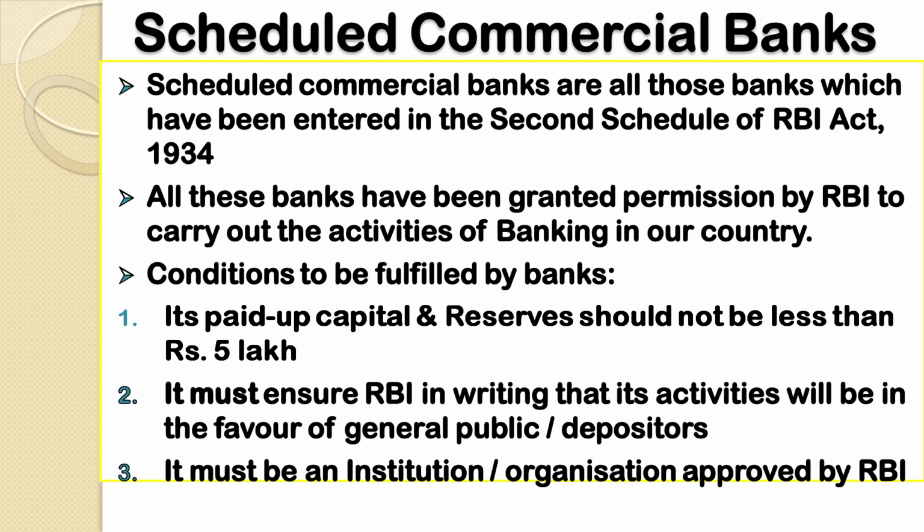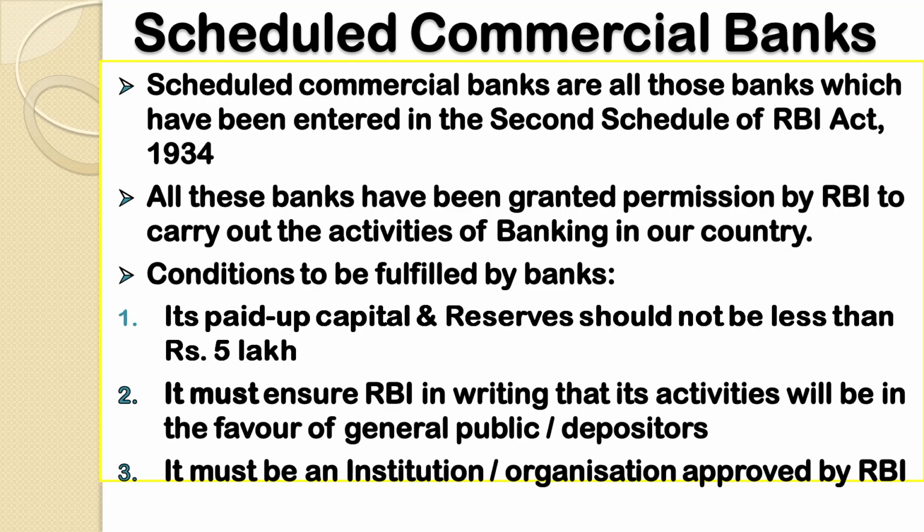Now, the second major component of the organized sector is scheduled commercial banks. Let us discuss why they are known as scheduled commercial banks. Because there are certain banking companies whose names have been entered in the second schedule of the RBI Act 1934. All those banking companies whose names have been entered in the second schedule of the RBI Act 1934 are known as scheduled commercial banks. There are certain parameters after fulfilling which the name of any banking company may be entered in the second schedule.